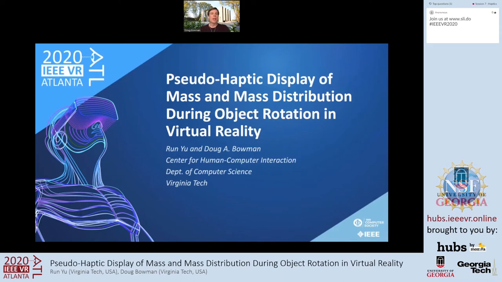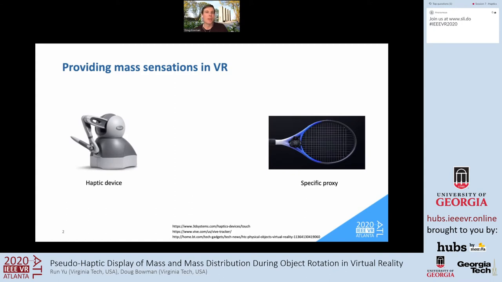So how do we provide mass sensations in VR in general? There are two typical approaches. On the right, we could just use a passive haptic prop like this tennis racket. If we just slap a tracker on there, then the object has the right size, it has the right shape, and in particular for this paper, it has the right mass. But that's very special purpose, and so others would like to use a more general purpose haptic device like the one on the left. And here we can present mass of different objects at different times, but the device is expensive and cumbersome and it has limited range.